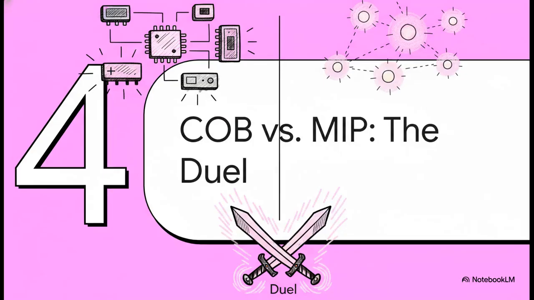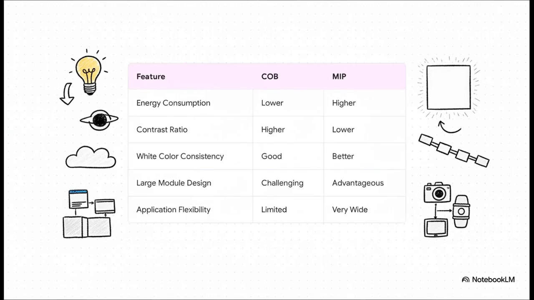Okay, now this is where things get really interesting. COB and MIP are both next-gen technologies, for sure, but they are not the same thing. Each one has its own set of pros and cons, which makes them better for different jobs. So let's put them head-to-head. Let's break this chart down. You can see there's a clear trade-off here.